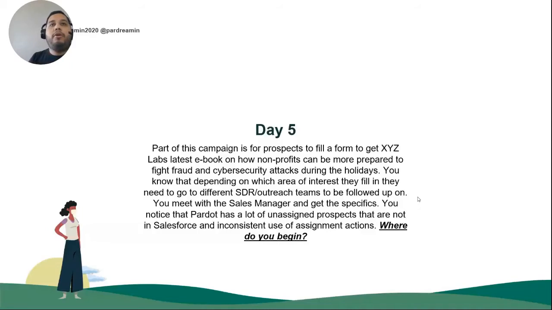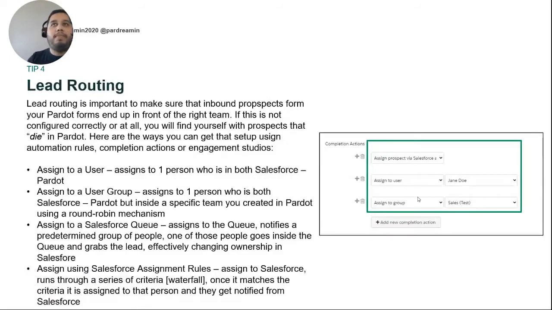So you go and you talk to the sales manager to get any specifics, and you notice that there's also a lot of unassigned prospects in Salesforce that are dying because nobody bothered to assign them and qualify them on the Pardot side to then send them to sales. So where do you start? You want to make sure that lead routing is very important. This is something that is often missed by people that are just implementing Pardot. So you definitely don't want that to happen.